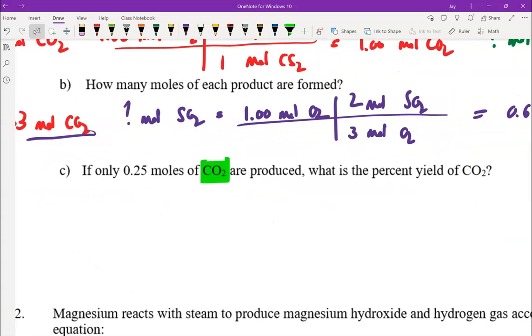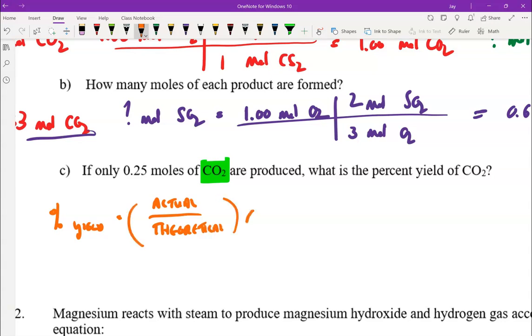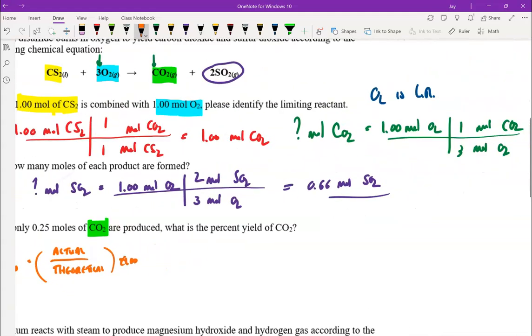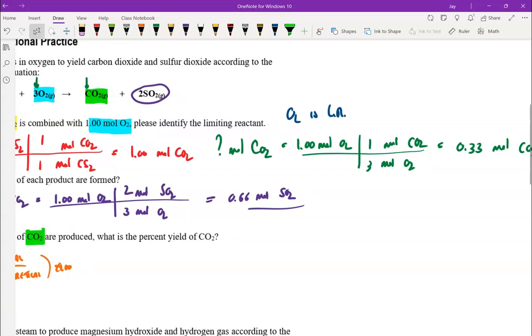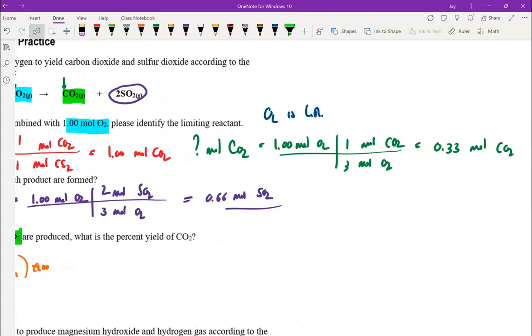All right, here's what we know. If only 0.25 moles of CO2 are produced, what is the percent yield? The formula for percent yield is a real simple one. It's equal to the actual yield divided by the theoretical yield, and we're going to multiply that by 100. All right, well, what's our theoretical yield? What's the theoretical maximum amount of CO2 that we could get from this reaction?